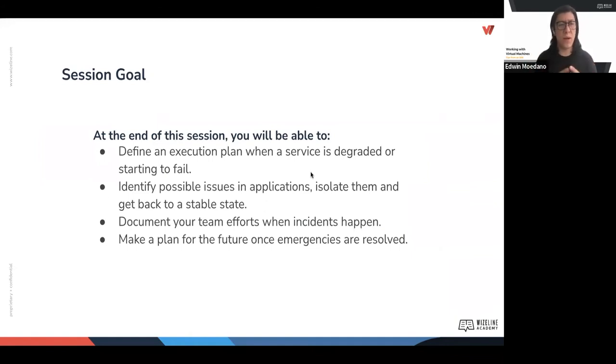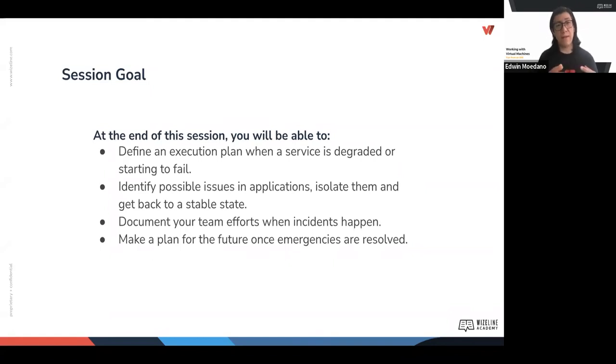So the session's goals are defined: at the end of the session, you will be able to define an execution plan when a service is degraded or starts failing. When we start seeing this kind of behavior in our infrastructure, we can define an execution plan. We should identify possible applications, isolate them, and get back to a stable state. I'm going to share my tips and tricks about how we can do this isolation part.